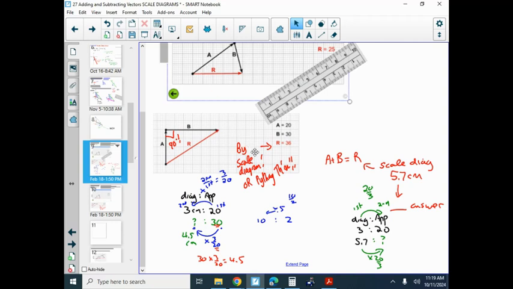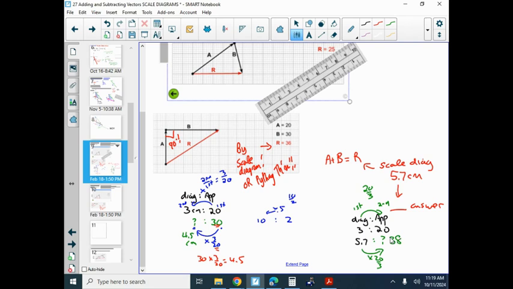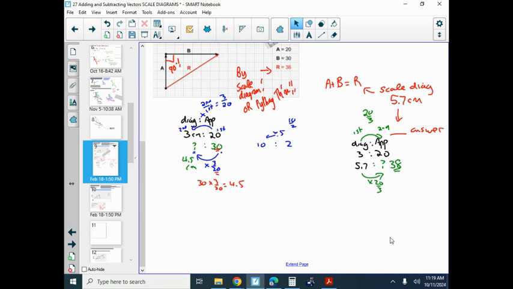So let's do that. 5.7 times the 20 and then divide by a 3. It gives us a 38. So I'm getting an approximation from my scale diagram of 38. Well, the beauty of this question is that we can use math to figure this out as well. So that's from a scale diagram method.